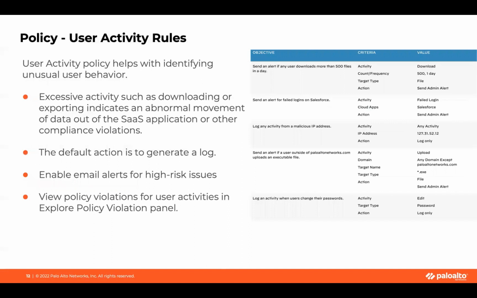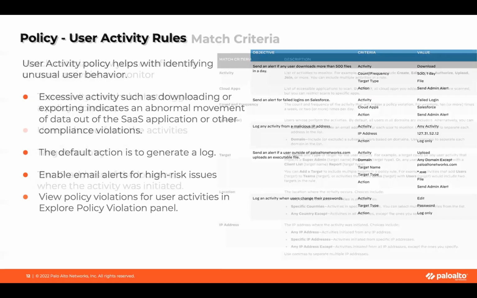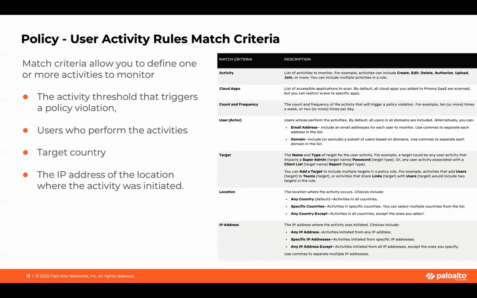User activity rules identify unusual user behaviors, such as excessive download or export of SaaS application assets. The default action is generating a log, but we can also enable sending email alerts. To be proactive, use different dashboards, specifically the policy violation dashboards. Some of the match criteria for user activity rules are the activity threshold, the user who performs the activity, country, and IP address of the location.